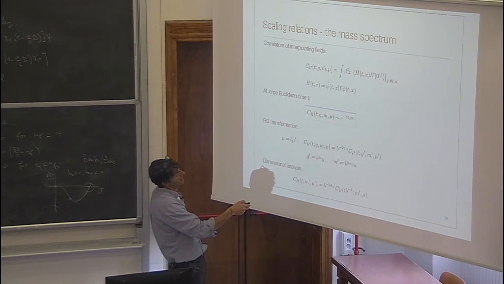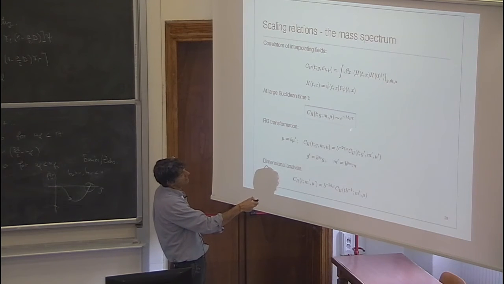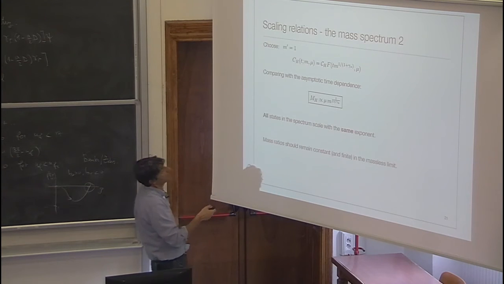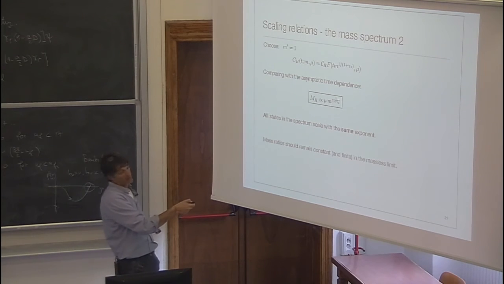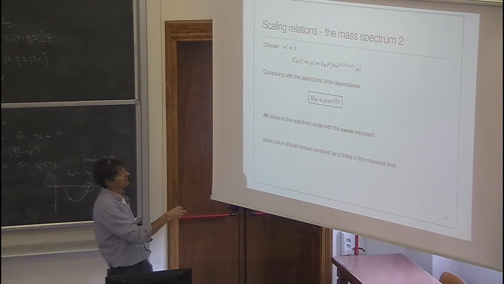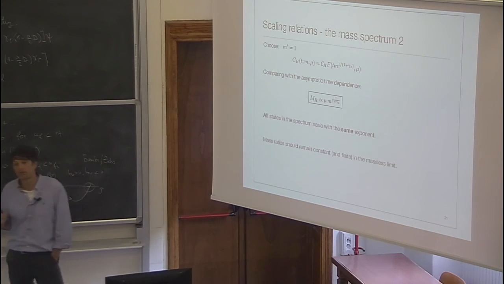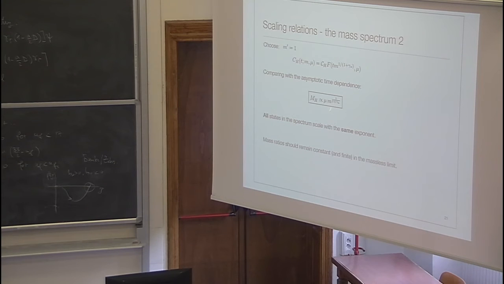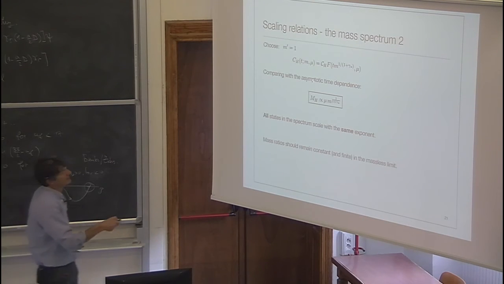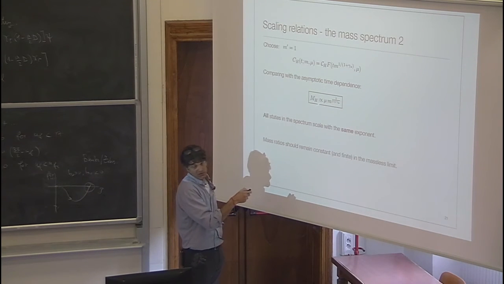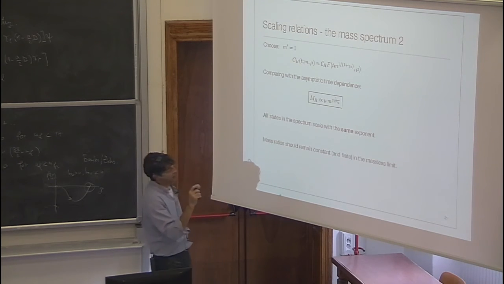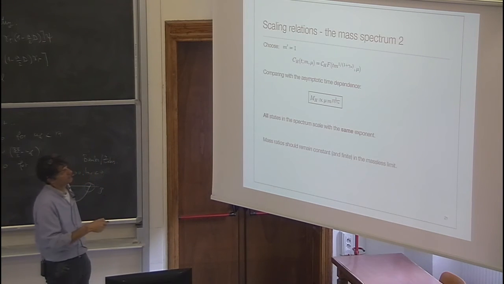Now, if you compare this expression with the single exponential decay that you expect from the spectral decomposition, you see that M_H, the masses of the particles in the spectrum, have to scale like m to some power. And that power is fixed by the eigenvalues that characterize the fixed point. So if you have an infrared fixed point, all the states in the spectrum scale in a way that is entirely dictated by the eigenvalues of the RG flow at the fixed point.